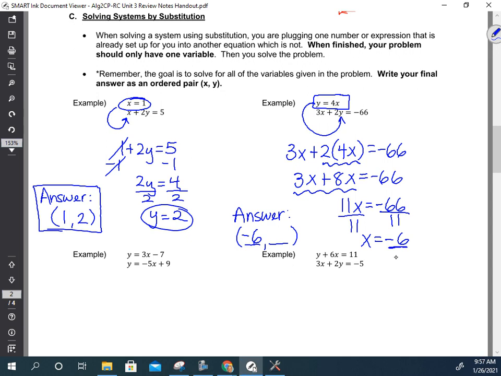So if x is negative 6, how do I figure out what y is equal to? Go into the first equation. So y equals 4x becomes y equals 4 times negative 6, which is negative 24.